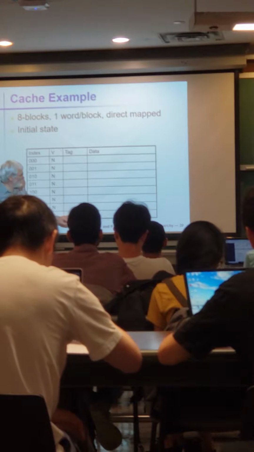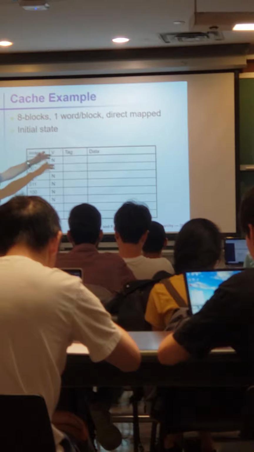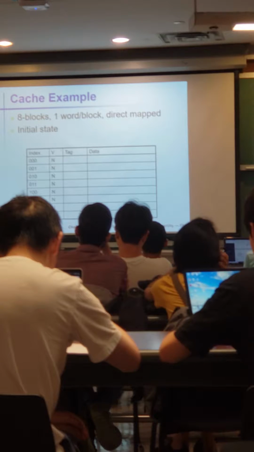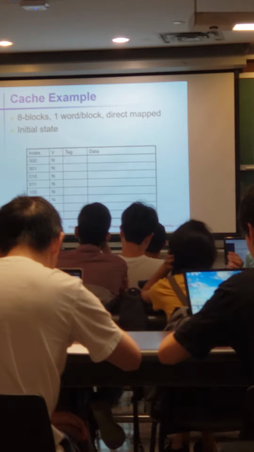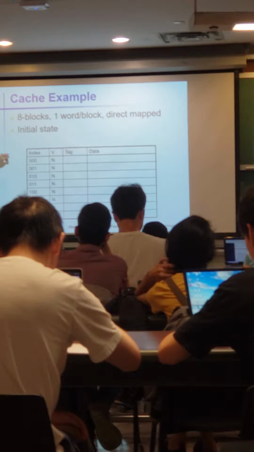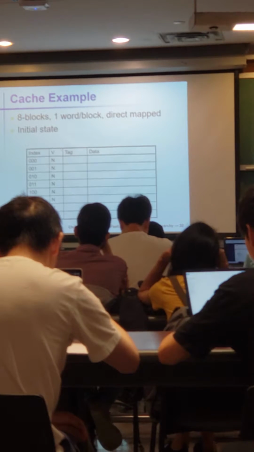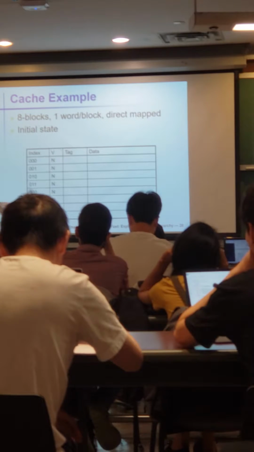So how many bits do you need for the tag? How many bits do you need for the data? For the data we already know because it says it's 1 word block. So 1 word means 4 bytes multiplied by 8, so 32 bits. Okay, you have 32 bits here. How many bits here? I don't know. Depends on the address. So if it's 32-bit address, out of these 32 bits, you're going to use 3 bits for the index. So technically, everything else will be assigned to the tag.